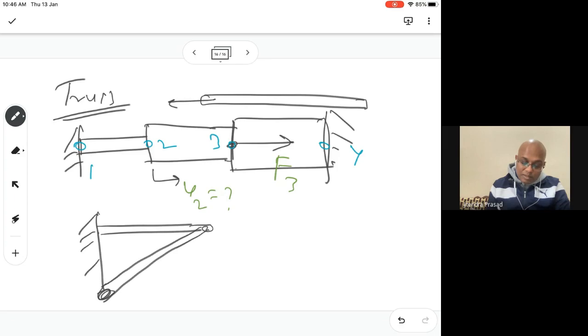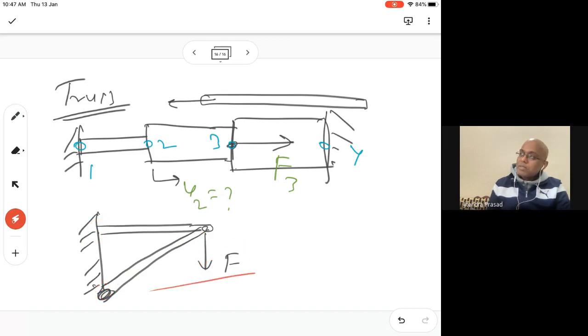Right? And like this. Then what happens? How will you solve it? There is one bar here, another bar, and this is fixed, and you have a force hanging here. Then how to solve it? Now, this is what is known as a truss problem.